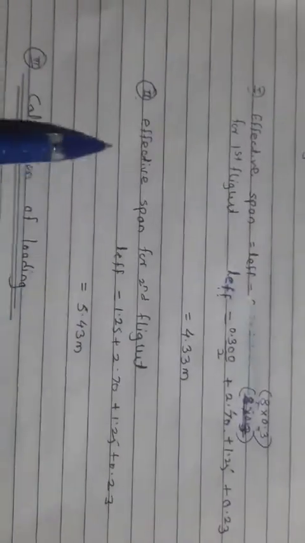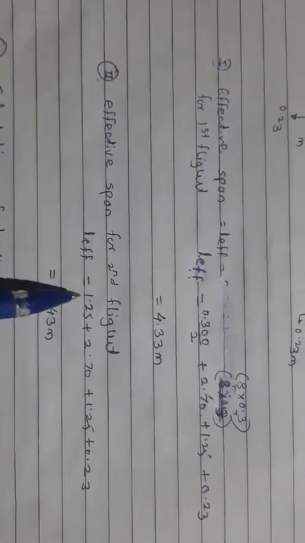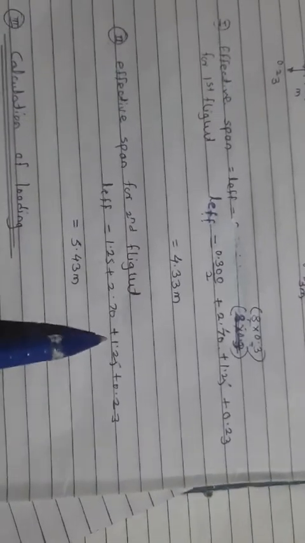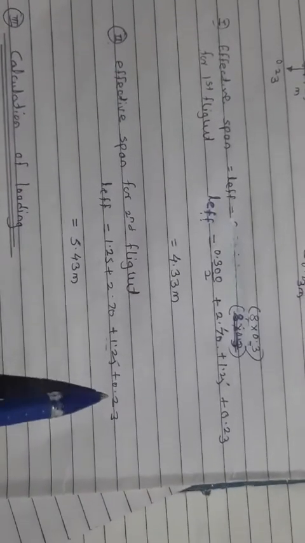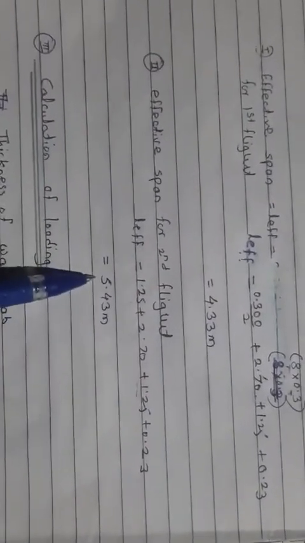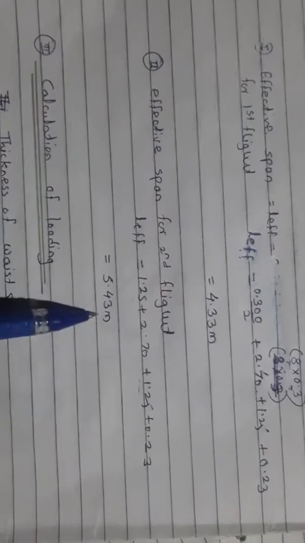So effective span for the second flight will be 1.25, that is first landing, plus going, that is 2.70, that is the space occupied by your tread, plus again the width of the second landing plus the width of your brick wall, that is 0.23. So after simplifying this one, we are getting the effective span as 5.43 meter. Then we have to go for the calculation of the loads.